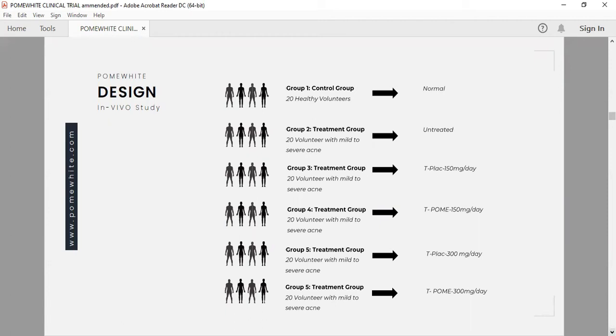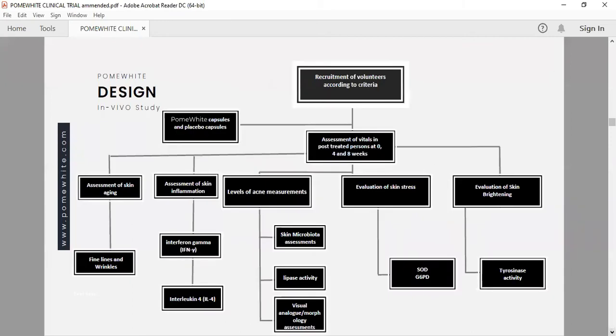Group 4 is the T Pomewhite group, meaning treated Pomewhite group, and it is 150 mg per day Pomewhite capsule. Group 5 is the treatment group with T placebo 300 mg per day, meaning rice powder 300 mg per day. And group 6 is the last group, the treatment with Pomewhite 300 mg per day. This means Pomewhite two capsules per day for the volunteers for 8 weeks.